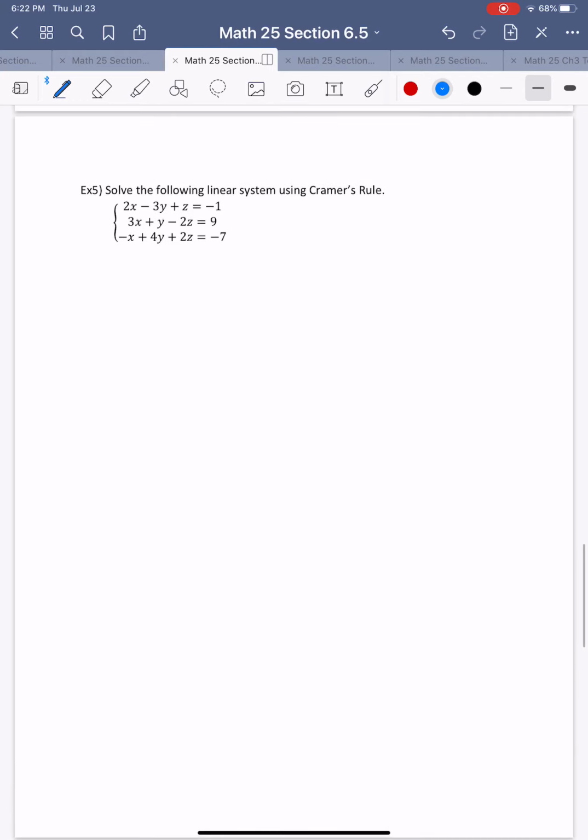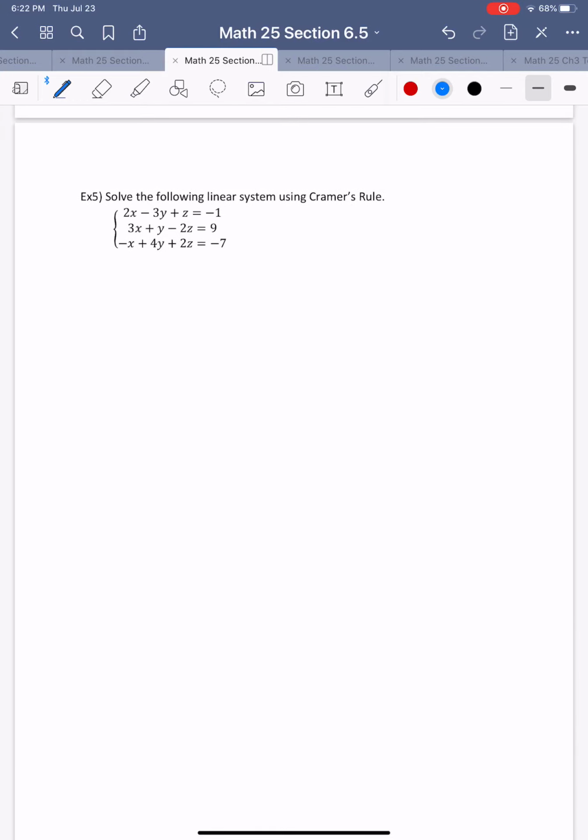Example 5: solve the following linear system using Cramer's rule. So this is A, B, C, D. In order to get D, I got 2, negative 3, 1, and 3, 1, negative 2, negative 1, 4, and 2. Then I'm going to solve this. I need to choose a row or column to expand along, but my favorite is the first row.